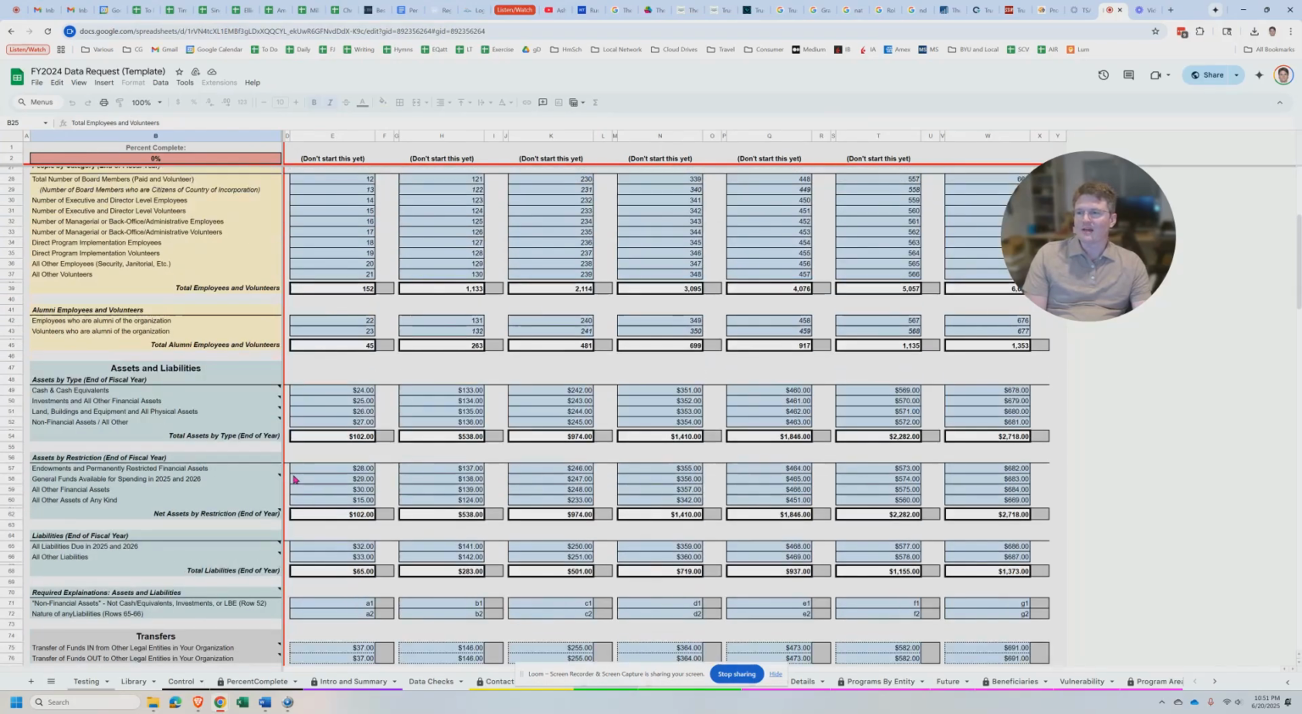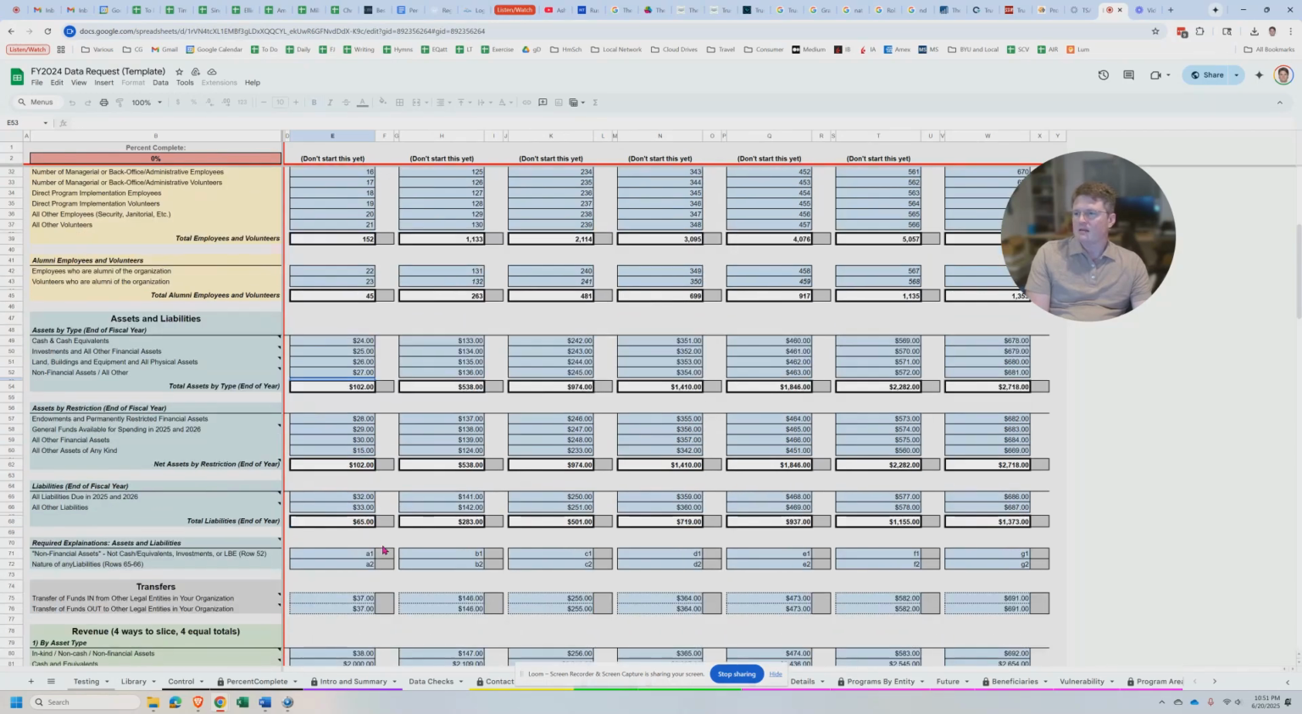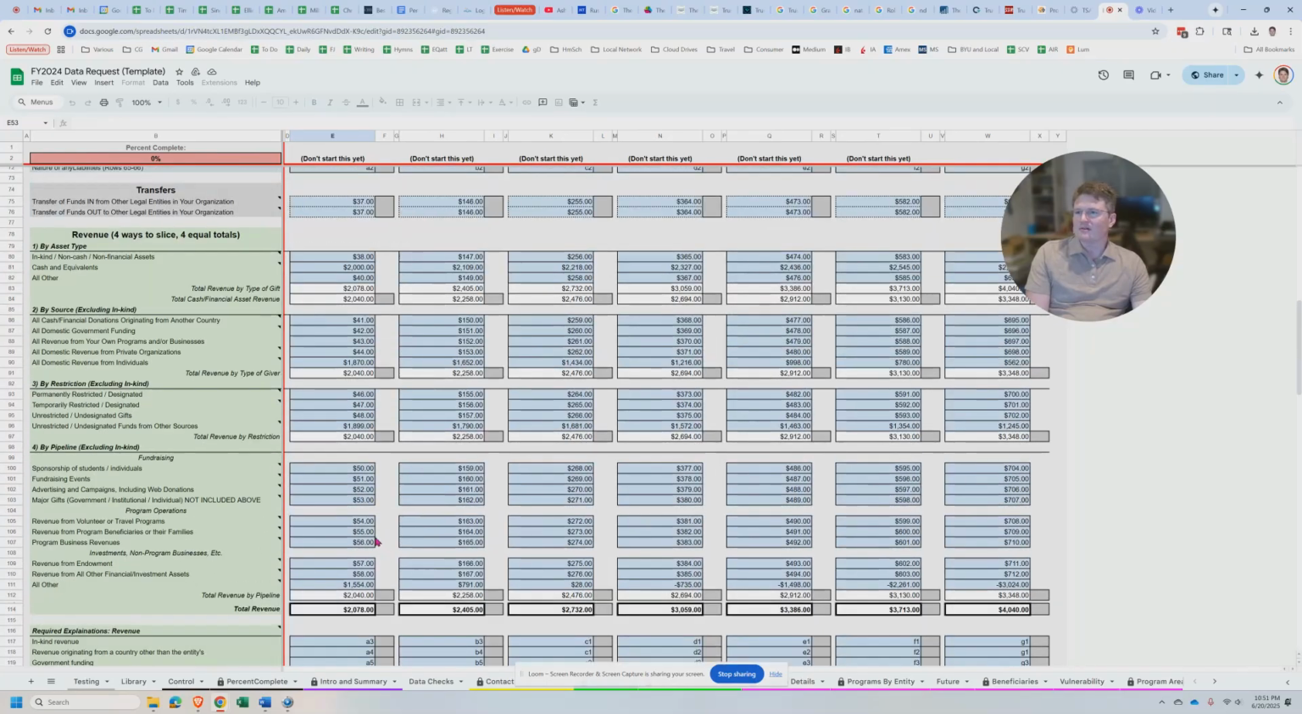We do the same thing with assets. We can report assets by what kind of asset it is, but then it's also important for us to understand how restricted those assets are. And so these numbers ought to be the same. Revenue is very similar. At least for financial revenue, we want the financial revenue to be the same for each of these sections, but we're splitting up the revenue different ways.